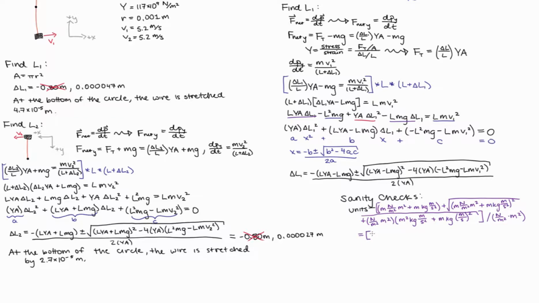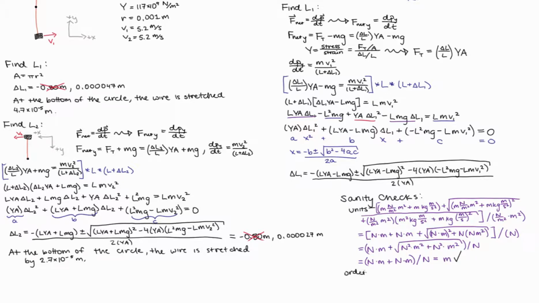Simplifying to newtons where possible and condensing gives us newtons times meters plus newtons times meters plus the square root of newtons times meters squared plus newtons times newtons meters squared, all over newtons. This simplifies further to newtons times meters plus the square root of newton squared meter squared plus newton squared meter squared, all over newtons, which in turn becomes newtons times meters plus newtons times meters, all over newtons, which gives us meters as we desire.